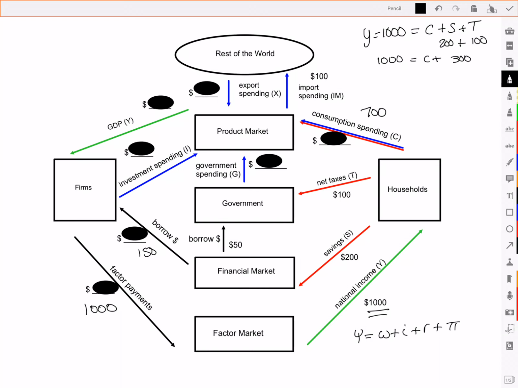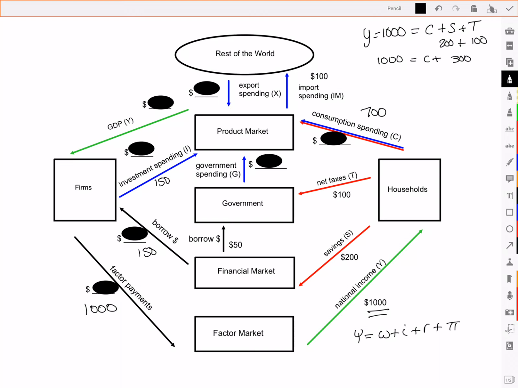Now, what do businesses do with that $150 they borrowed? Well, why would a business borrow money? They borrow money so that they can grow their business, buy additional equipment. Well, if they're buying residential structures or they're buying inventory or capital goods, what's the name for this? It's investment spending.